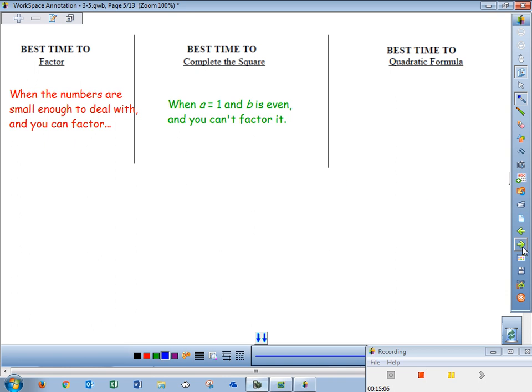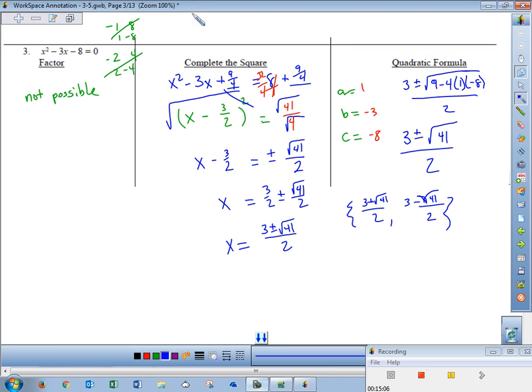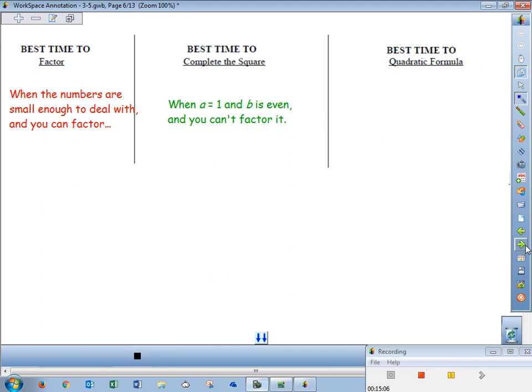Complete the square. So when's the best time? When A is 1 and B is even, and you're not able to factor. Usually, it's easy factoring in that situation because you're only going to complete the square when A is 1 anyway. So when A is 1 and B is even. As you can see back here, you can complete the square on every single situation. But A was 1 and B was odd, and this was nasty to complete the square with because you're going to get all these crazy fractions. It's not like it's difficult, it's just time consuming. So the only time I'd like to complete the square is when A is 1 and B is even and I'm not able to factor.